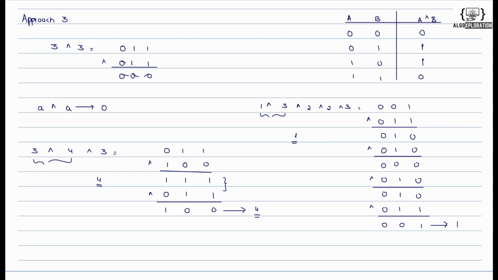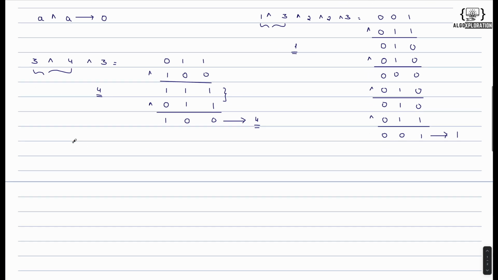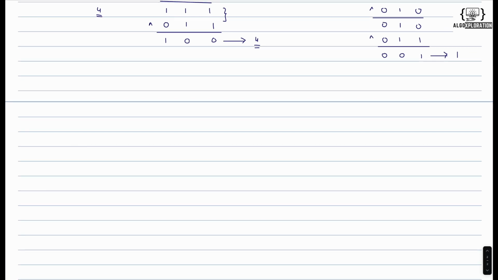In short, we can say that this and this are getting cancelled, this and this are getting cancelled, and the remaining number is 1. So this is the unique element. From the previous example also we got to know that 4 is the answer, so 4 is the unique element. By seeing this behavior, we will build our pseudocode.